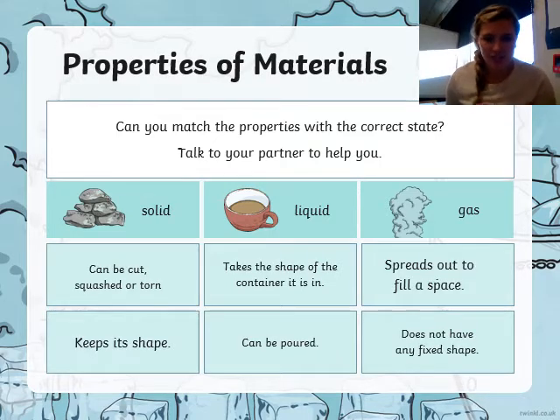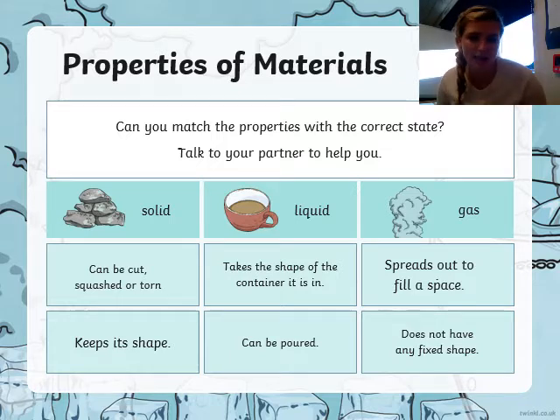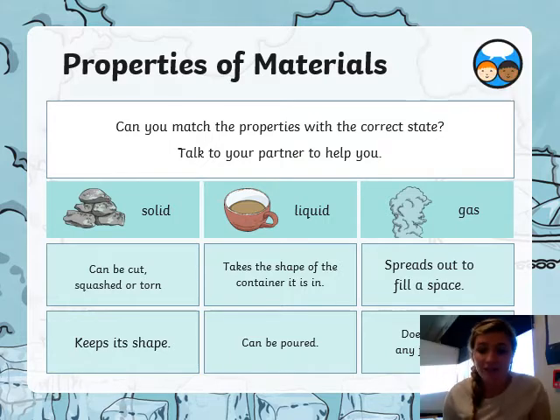So let's have a look. So you should have said that a solid can be cut, squashed or torn and that it keeps its shape. A liquid takes the shape of the container it is in and it can be poured, and a gas spreads out to fill a space and does not have any fixed shape, so it can be any shape that it needs to be.